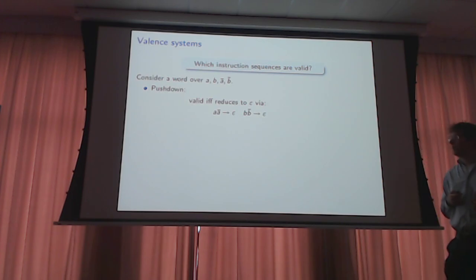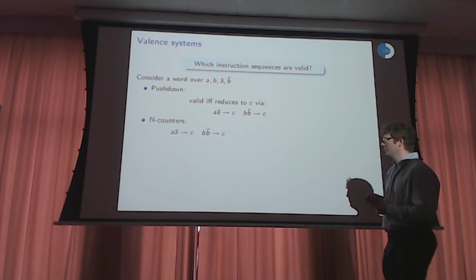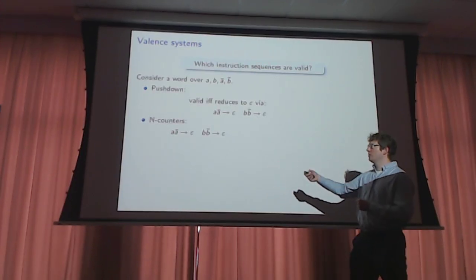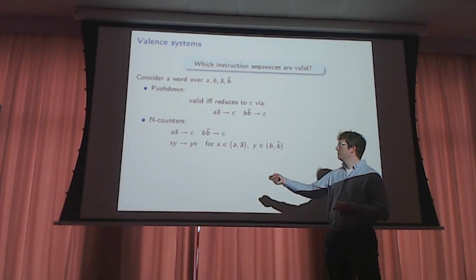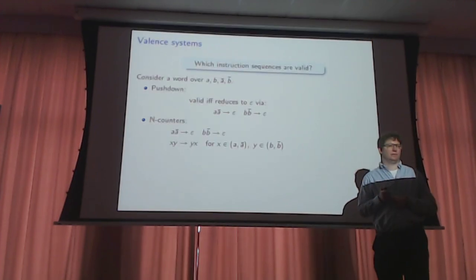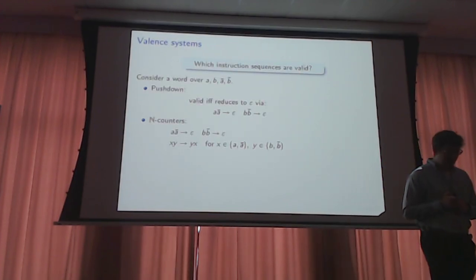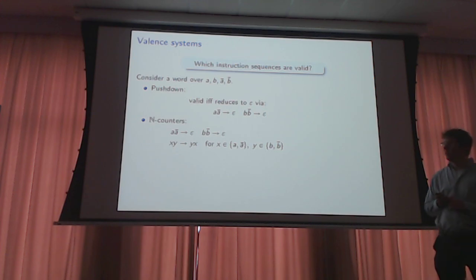It turns out we can do the same for the other types of systems as well. So for n counters, you can do these reductions. And you can also commute instructions for distinct counters. Let's take a moment to understand why this exactly characterizes the two VAS.